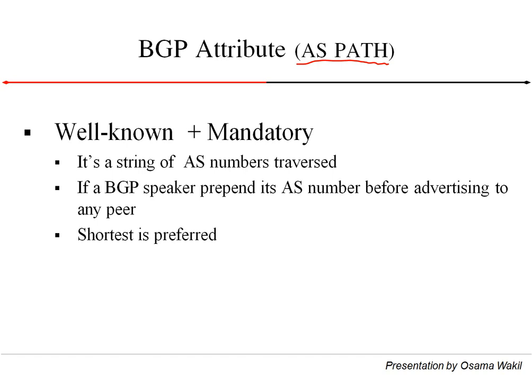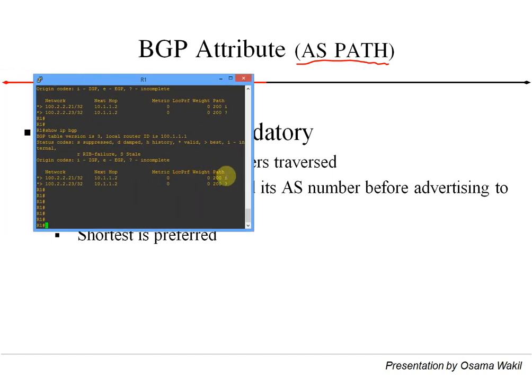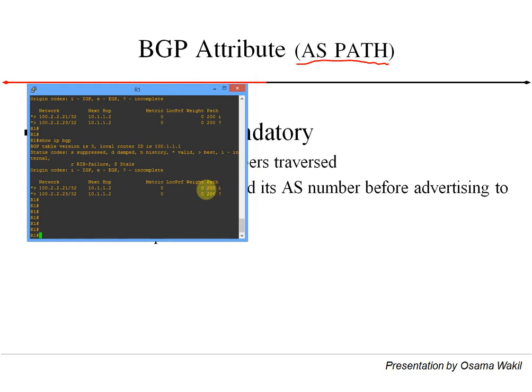AS path is a well-known mandatory attribute, so it must be present in all the updates. It grows from right to left. Over here, the path means the AS path, and it is going to grow. I have only two autonomous systems in this network, so it's coming from 200 only. But if it was coming from another AS before 200, that should be written over here, like 300, then 200. It grows from right to left: the left, 200, is the latest, and the origin is on the rightmost.